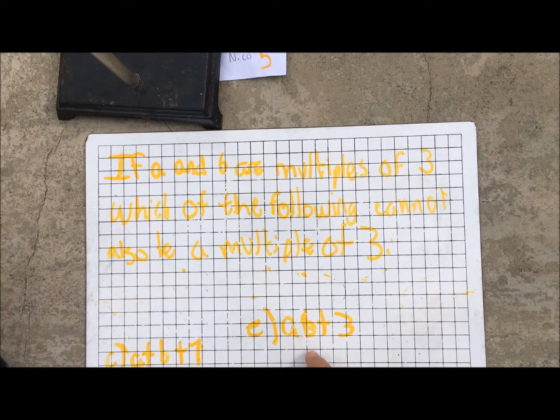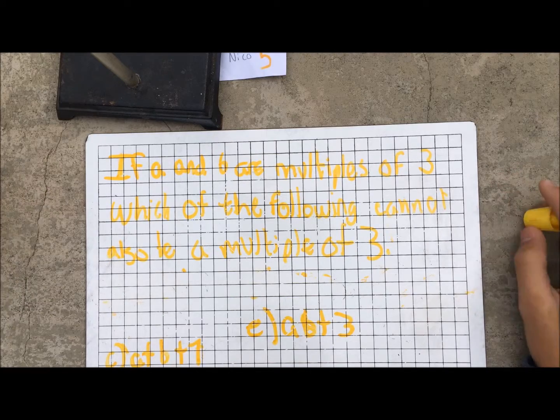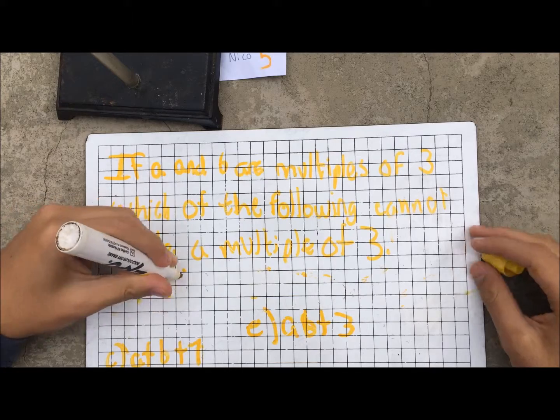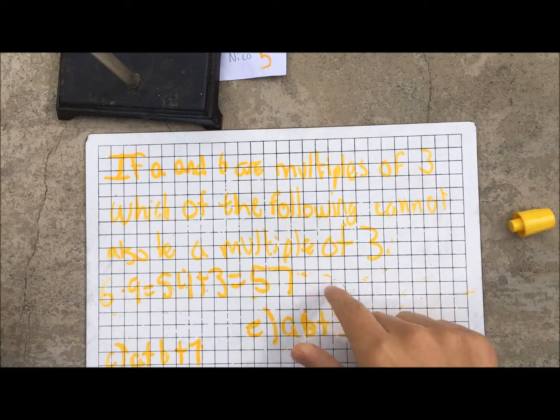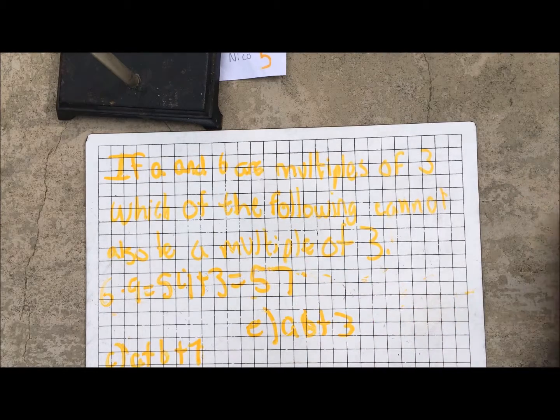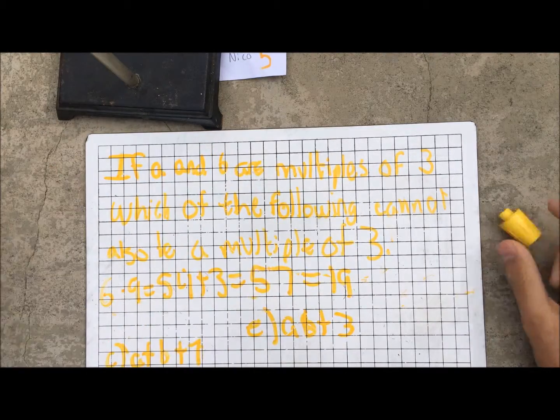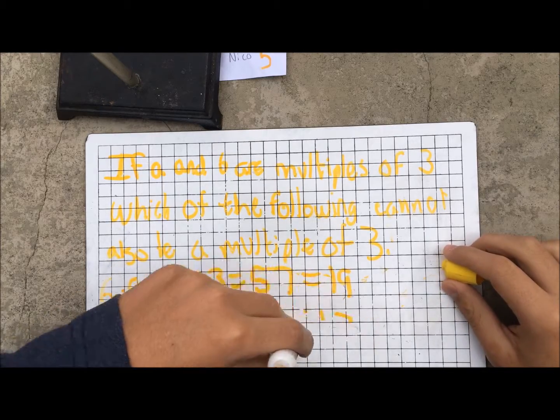Okay, now it's A times B plus 3. So it could be the same thing. You could multiply the same numbers as before. So 6 times 9 equals 54. Plus 3, it would equal 57. You could also use your calculator for this one to check your answer. So do 57 divided by 3, and you would get 19. So we know that 57 is still a multiple of 3.